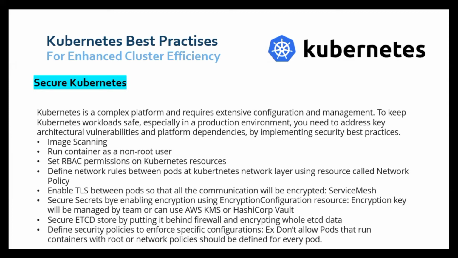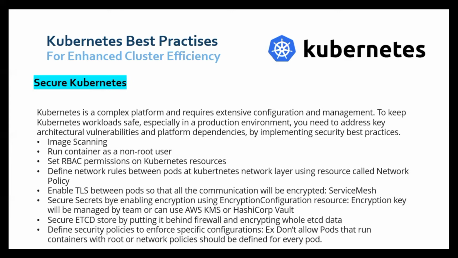The fourth one is define network rules between pods at the Kubernetes network layer using a resource called network policies. At the end, what happens in Kubernetes is that two pods will be communicating, right? Or maybe a user will be accessing that pod. So we should have network rules so that the pod is accessible only from this network, or this frontend pod is only able to access this backend pod, not other pods. That can be done through network policy.